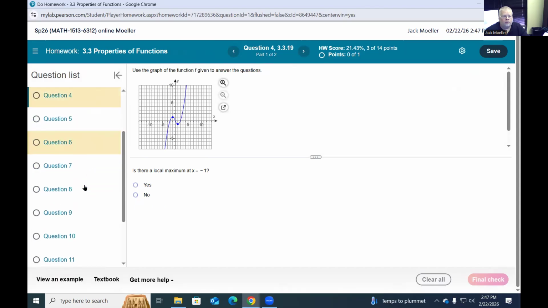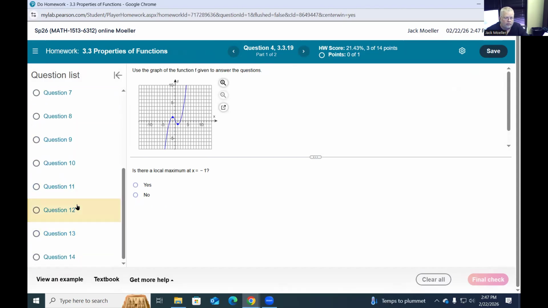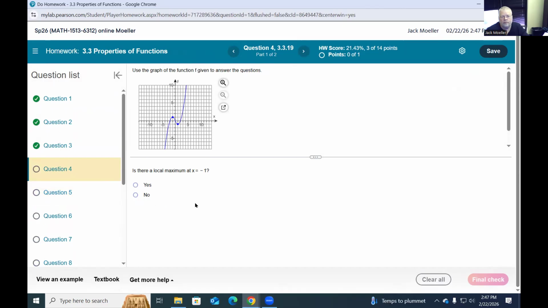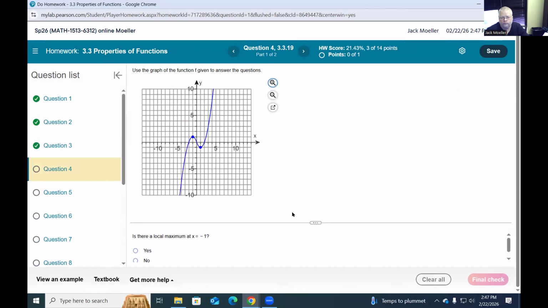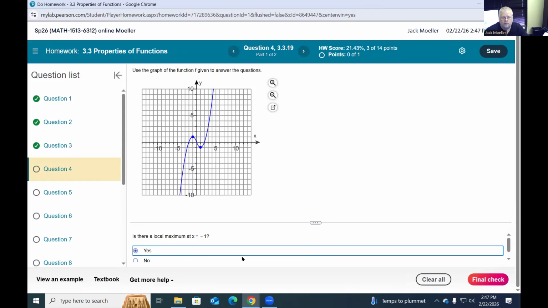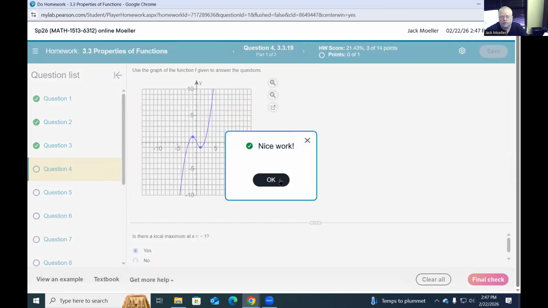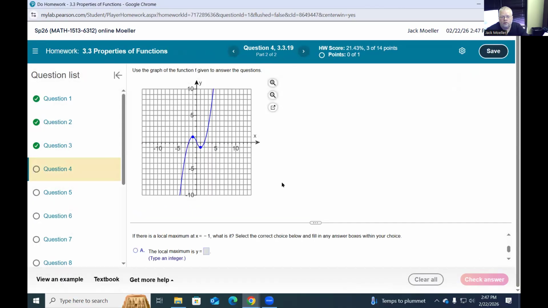All right. And then there's going to be more increasing, decreasing later because they do multi-step questions. So is there a local maximum at x equals -1? So over here at x equals -1 is right here on the graph. Is that a local max? Yes, because local maxes look like mountain peaks. That is definitely a mountain peak. So we're good. Notice it didn't ask you what it is. Oh, no, it did now. So yes, there is a local max.